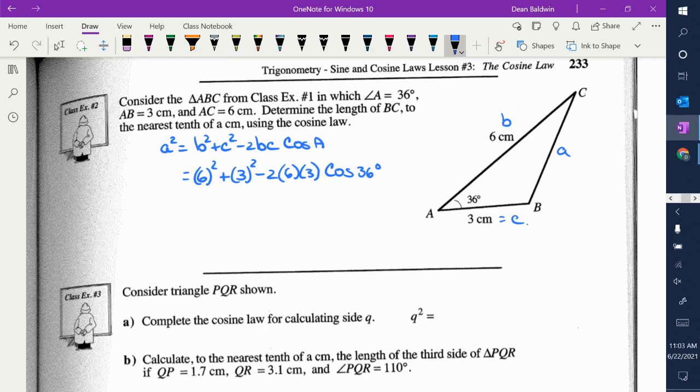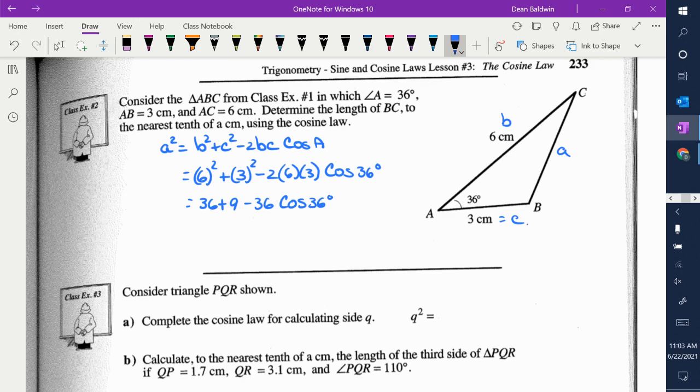Almost every kid can do that. Where they go wrong is when they try to punch this into their calculator and they try to either do it all at once, or they miss brackets, or this is a common one. So let's just do this out. 6 squared is 36. 3 squared is 9. 6 times 3 is 18 times 2 is 36, right? Correct? Okay. So even most people can get to there.